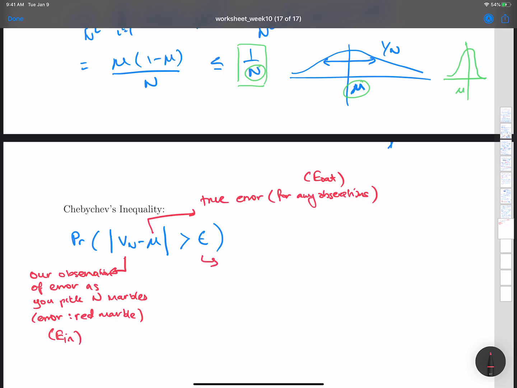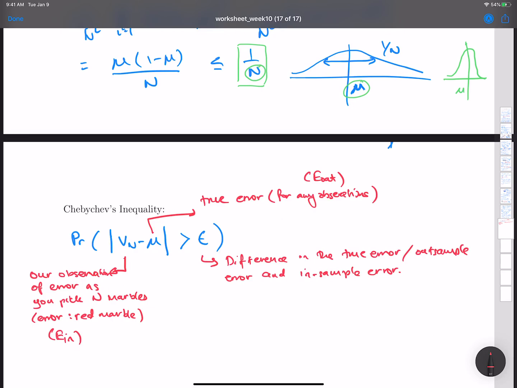So this is the difference between the true error, or outsample error, and the in-sample error. When does it become above this quantity? That is, the probability that the in-sample error you compute differs from the actual error by more than epsilon.